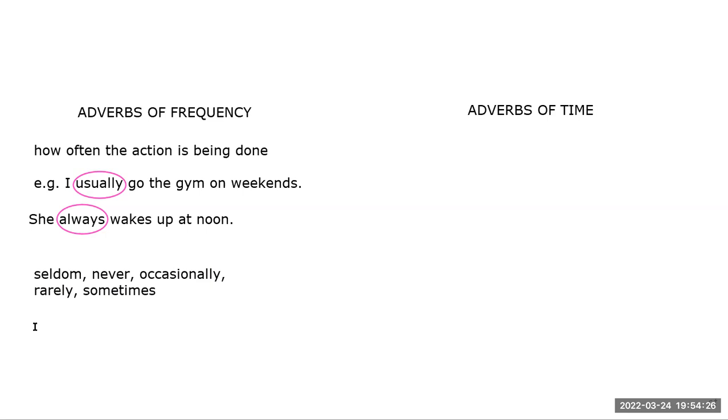So the adverb of time tells us when the action is being done, is done, or has been done. So the difference between the adverb of frequency and the adverb of time is that one tells you how often and one tells you when. So frequency, something will be happening maybe over and over again, but with the adverb of time, it's just in one instance.